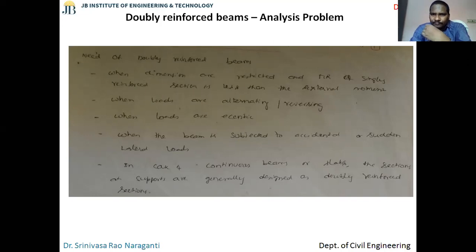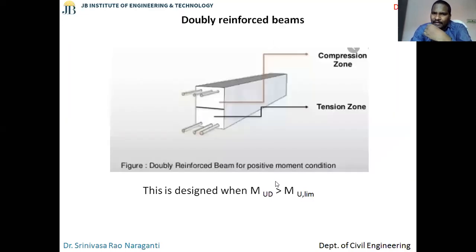Moment of resistance of the singly reinforced section. That means a singly reinforced section can take moment maximum up to the Mu limit value. But if your external moment, that means the design moment, is more than the Mu limit value, in other words your Mu d value is greater than Mu limit value, then we go for doubly reinforced beams.